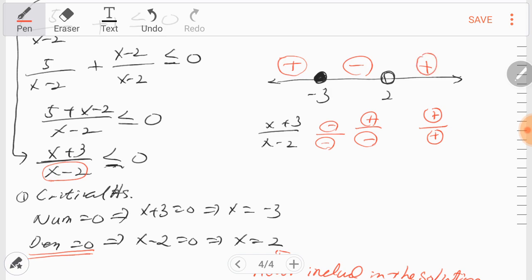Now we are looking for the interval where the y value is less than 0, which is negative. So which interval has negative? Between these two. So the solution is x between negative 3 and 2, but negative 3 is included. So x is greater than or equal to negative 3. But we don't include 2 because if x equals 2, the expression is undefined, right? You can write interval notation, negative 3 to 2. 2 is not included, so parenthesis, negative 3 is included, so bracket.